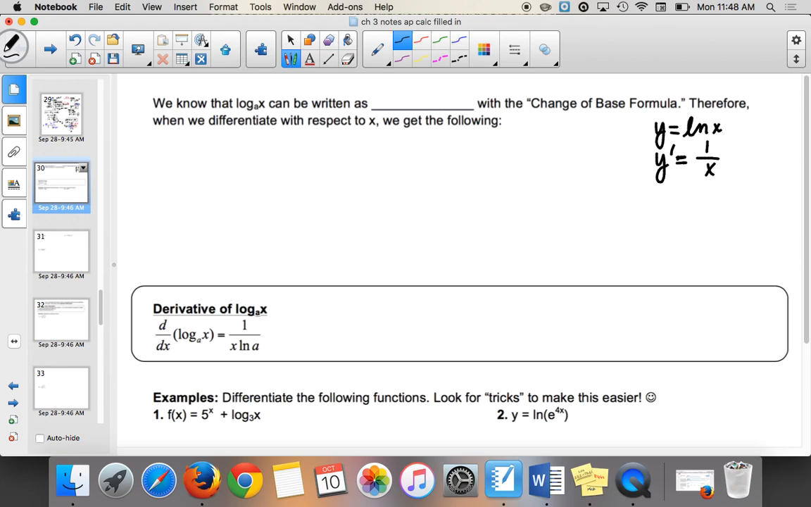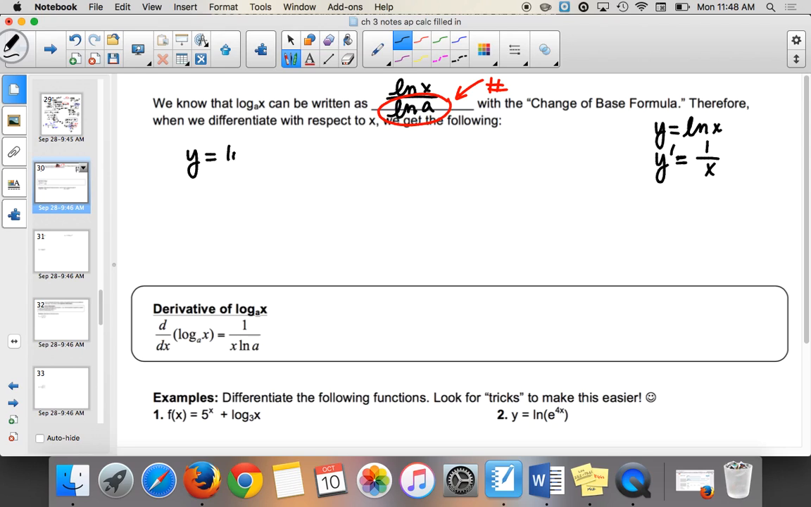We know that log base a of x can be written as natural log of x over natural log of a with the change of base formula. Do you remember that from algebra 2? You can do any log if you want. You can make it log base 10 of x over log base 10 of a, whatever you want. So when we differentiate with respect to x, we get the following. Natural log of a is just a number. If it said log base 7 of x, then it's going to be natural log of 7 on the bottom. So we know that with constants, we can pull them to the front.